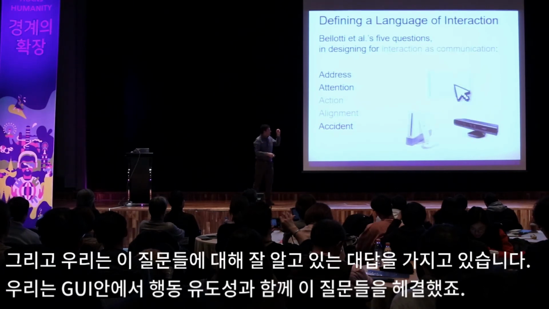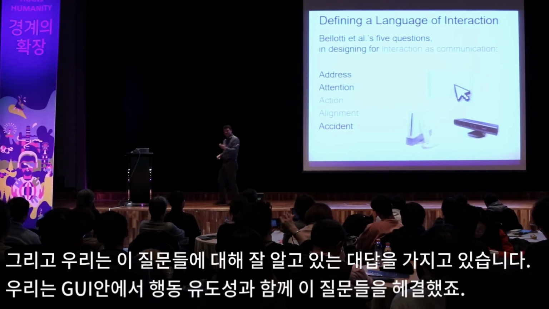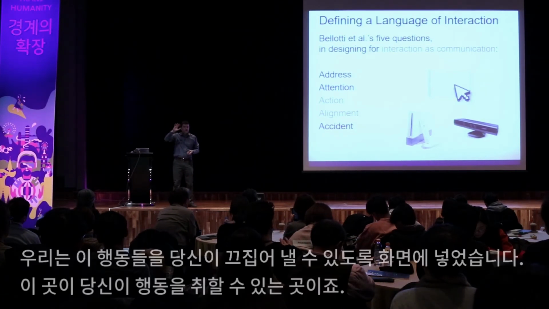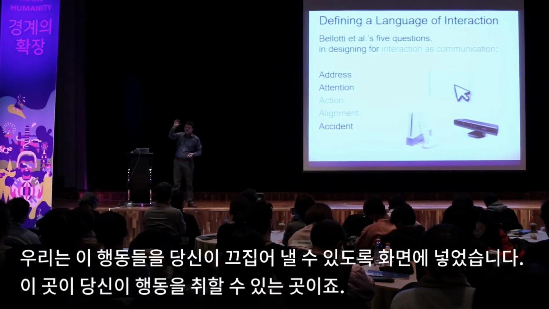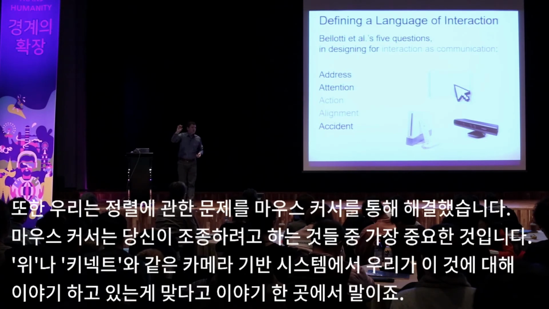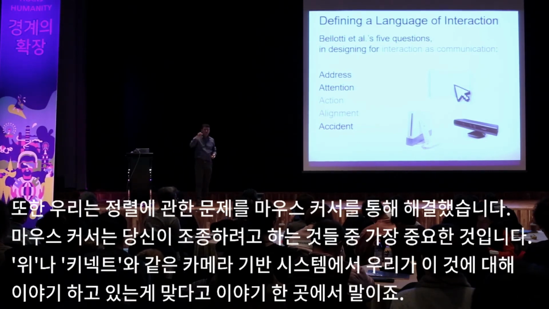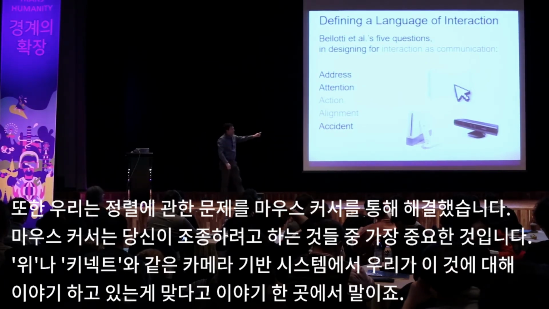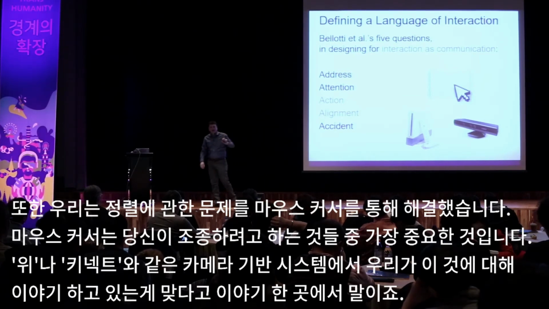And so we have familiar answers to these questions, right? So in the GUI, we solve action with affordances, right? We put things on the screen that you can point at. This is a place you can take an action. We solve alignment with the mouse cursor, right? The mouse cursor is on top of the thing that you're going to manipulate, where we agree that we're talking about the same thing. In camera-based systems, like the Wii and the Kinect, right?